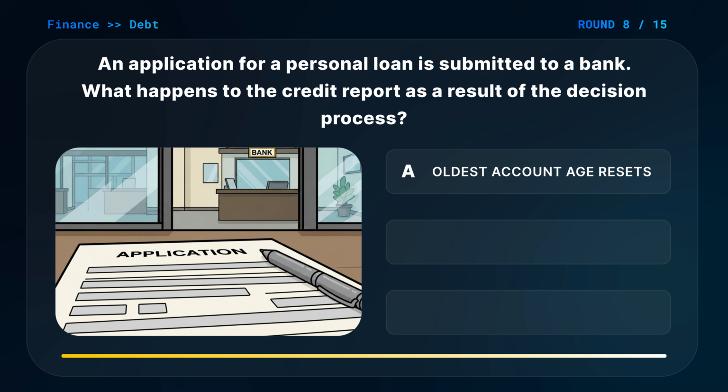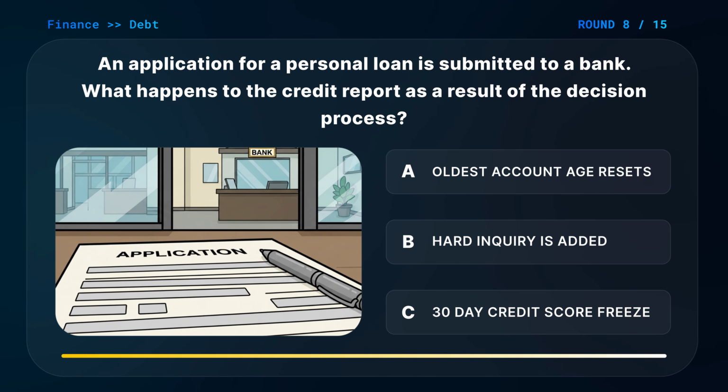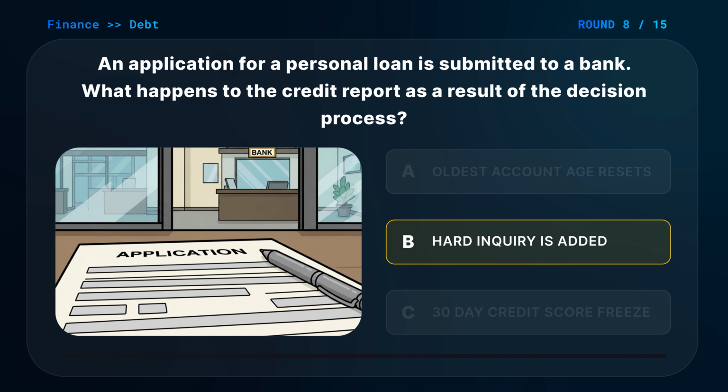A. Your oldest account's age is reset to 0. B. A hard inquiry is added. Or C. Your credit score is frozen for 30 days. The answer is B. When a lender pulls your credit history to make a lending decision, a hard inquiry is recorded on your credit report.